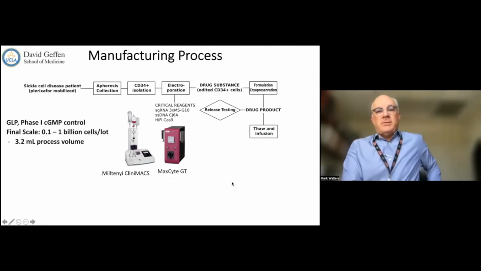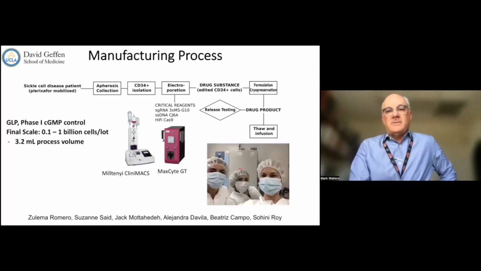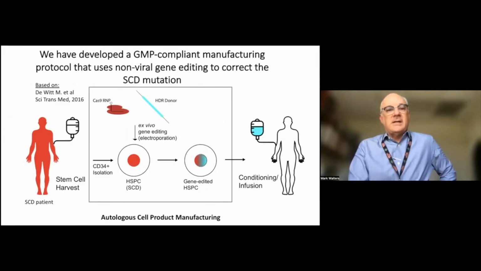So it begins with a procedure to collect the stem cells from the bloodstream. In the laboratory, we isolate the stem cells, we introduce the gene editing reagents, and then those cells are frozen, and if they meet the release criteria, they're shipped to the transplant center for thawing and infusion. And this is a picture of the GMP lab personnel at UCLA. And another depiction is beginning with the patient. We do the stem cell harvest.